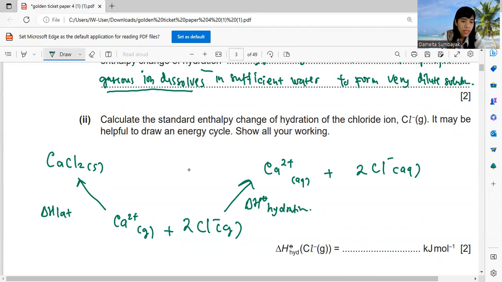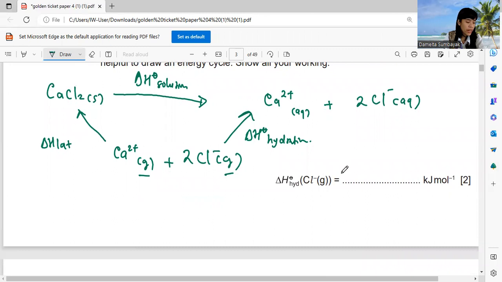Then calcium chloride solid, when you dissolve it in water, will form Ca2+ aqueous and 2Cl- aqueous. We call it delta H solution. So you can see the difference. When we talk about delta H hydration, it means that we dissolve the gaseous ions in a solvent, whereas delta H solution means that we dissolve the ionic solid compound. Then what is the delta H hydration?